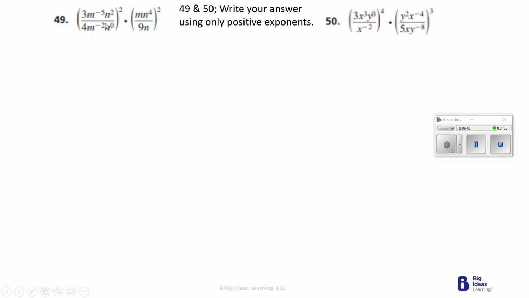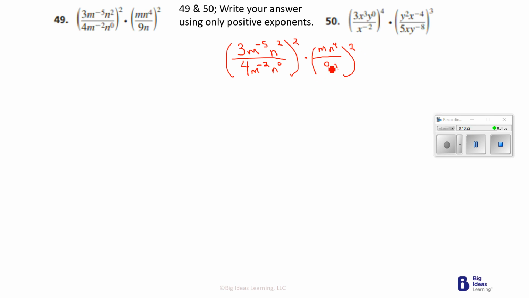I've got 49 here. There's a variety of ways to do this following the rules. I'm going to work it out over here, and we'll see what they did over there. They got 3 to the m minus 5, n to the 2nd power, and then 4 to the n power minus 2, the n to the 0 power. Wow. And then they're taking all of this, putting it to the second power, multiplying it to n to the 4th power over 9 to the n power, what a headache, all to the second power.